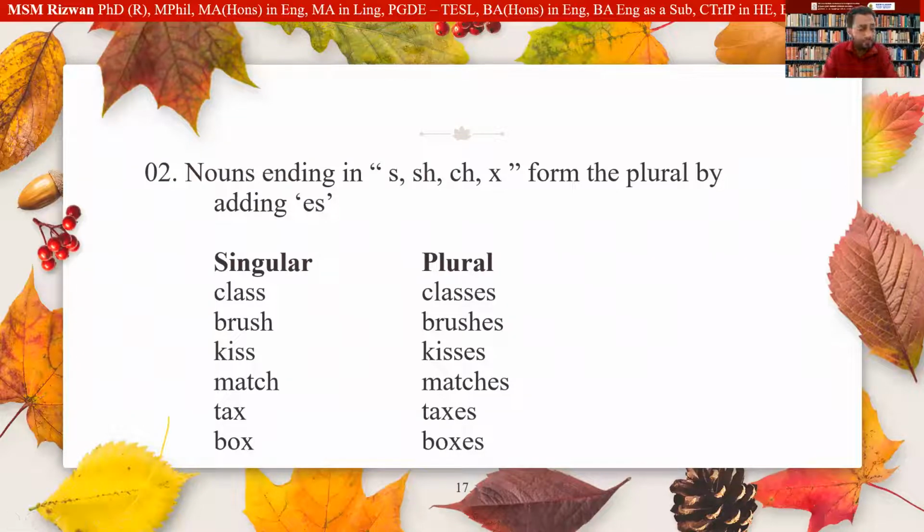Excuse me, sir. Shall I read it? Yeah, proceed. Class, classes, brush, brushes, kiss, kisses, match, matches, text, texts, box, boxes. Exactly. So dear students, ladies and gentlemen, online audience, you also can find some examples under this category, right?